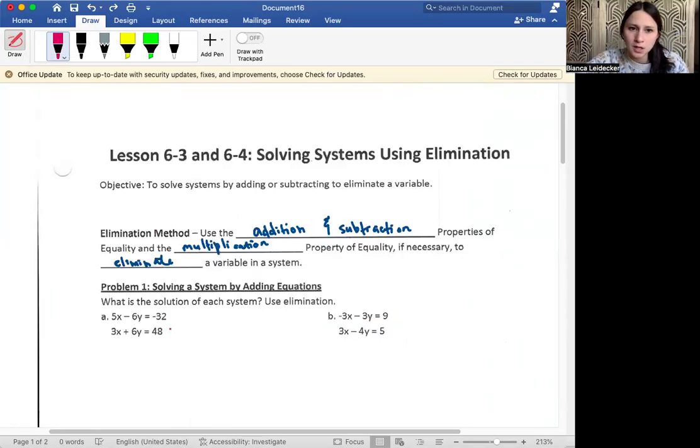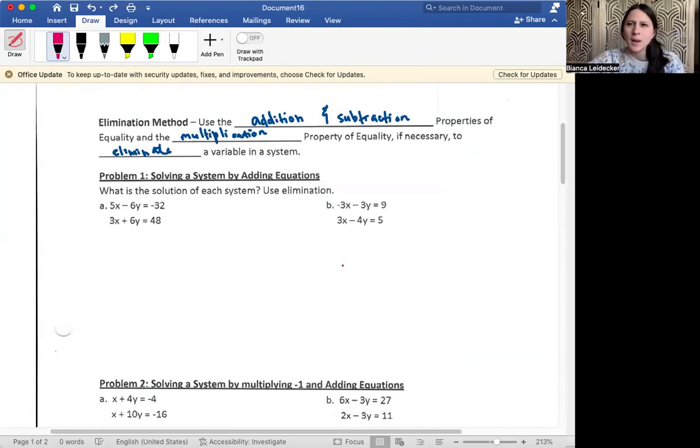So if you'd like to pause the video and write this down, basically, the elimination method uses the addition and subtraction properties of equality and the multiplication property of equality, if necessary, to eliminate a variable in a system. So what is this talking about? Basically, what we're going to do is combine your two equations and see if you can cancel out one of your variables in some way.